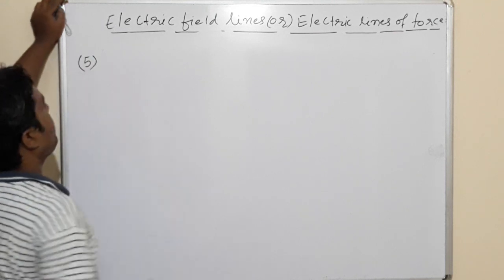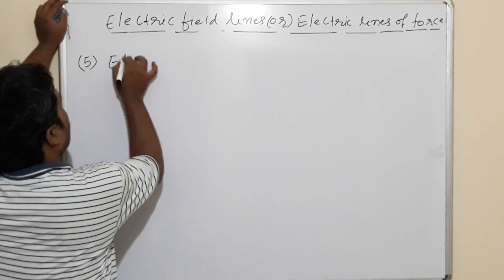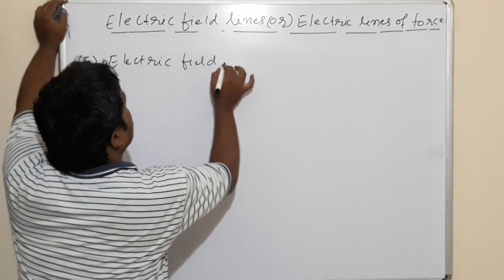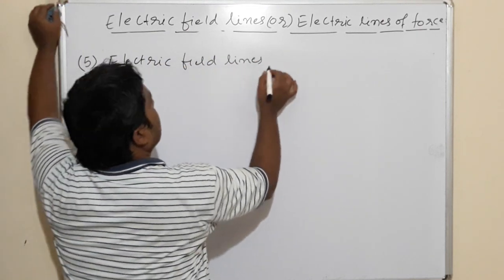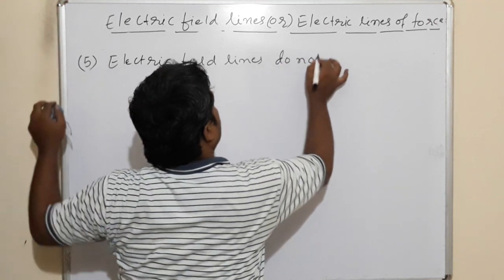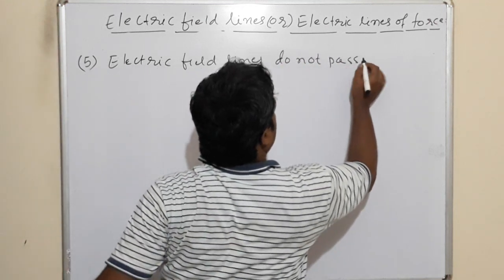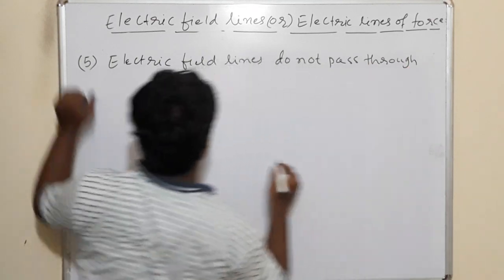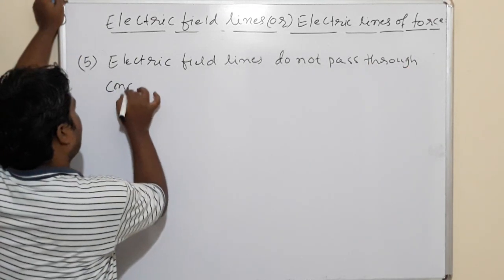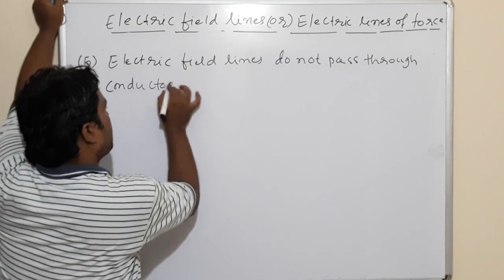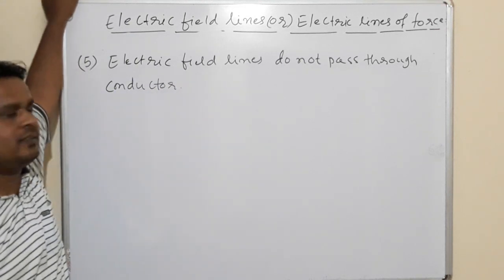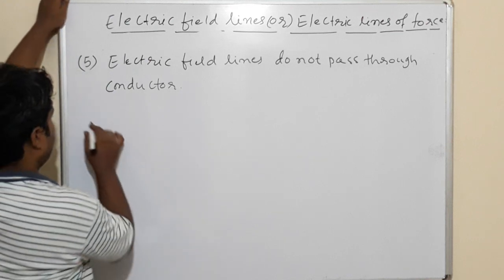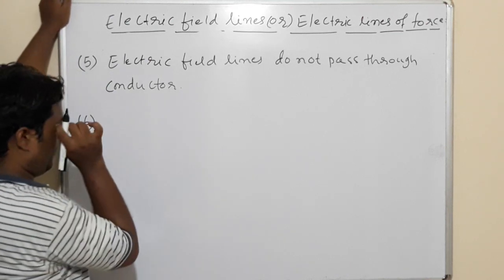Property number 5. Electric field lines do not pass through a conductor, because a conductor will have all the charge on its surface, not inside. So electric field lines do not pass through the conductor.